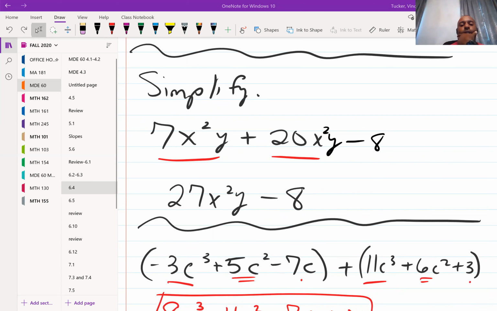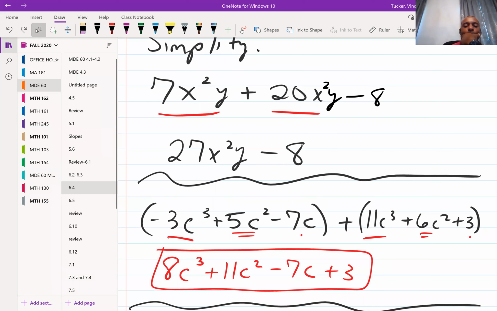All right, so the next one: negative 3c cubed plus 5c squared minus 7 plus 11c cubed plus 6c squared plus 3. And all you're going to do is combine your like terms.